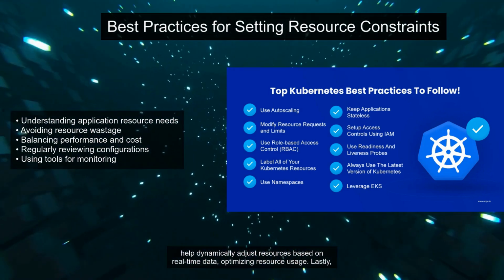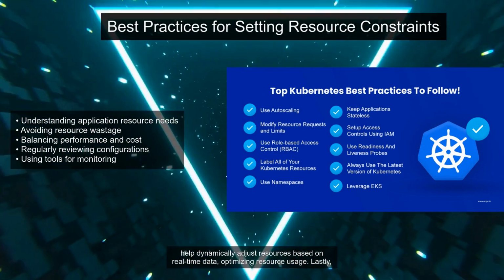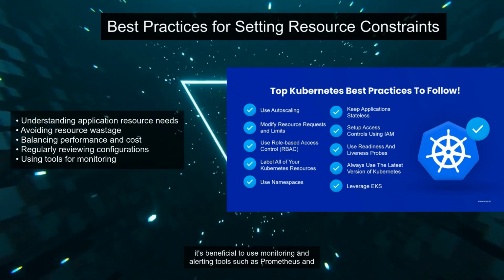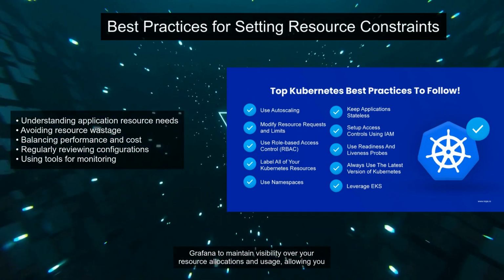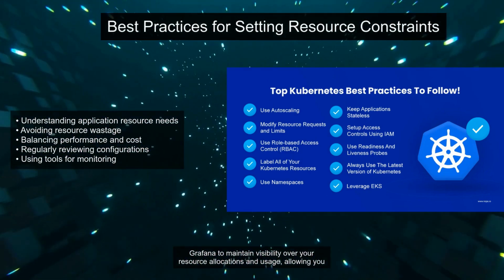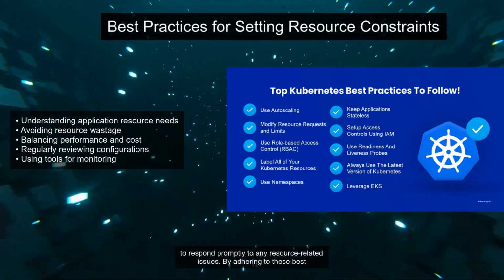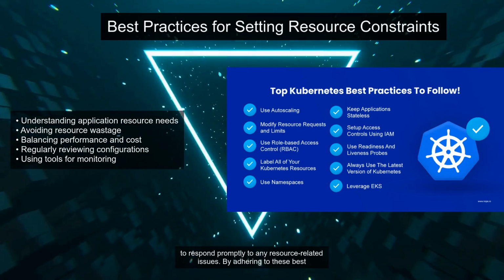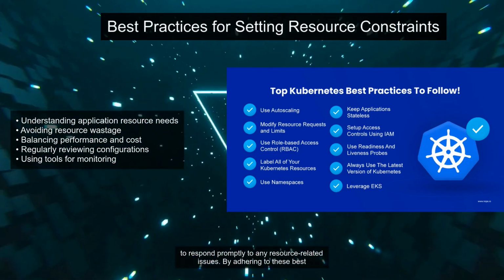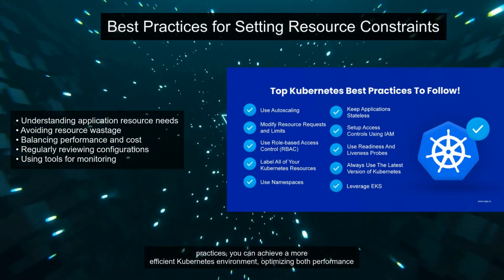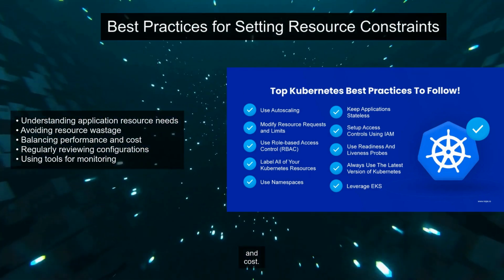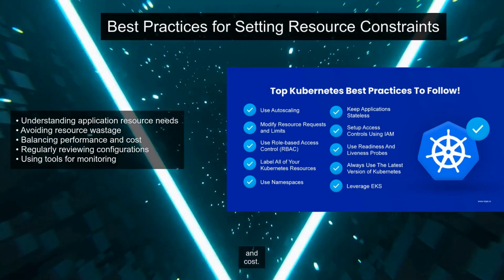Additionally, leveraging Kubernetes tools like the horizontal pod autoscaler can help dynamically adjust resources based on real-time data, optimizing resource usage. Lastly, it's beneficial to use monitoring and alerting tools such as Prometheus and Grafana to maintain visibility over your resource allocations and usage, allowing you to respond promptly to any resource-related issues. By adhering to these best practices, you can achieve a more efficient Kubernetes environment, optimizing both performance and cost.